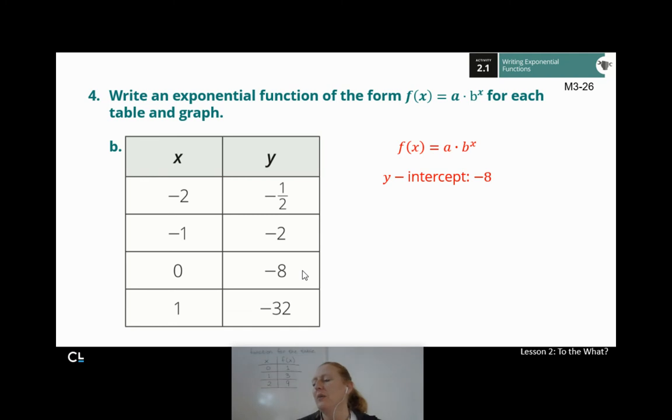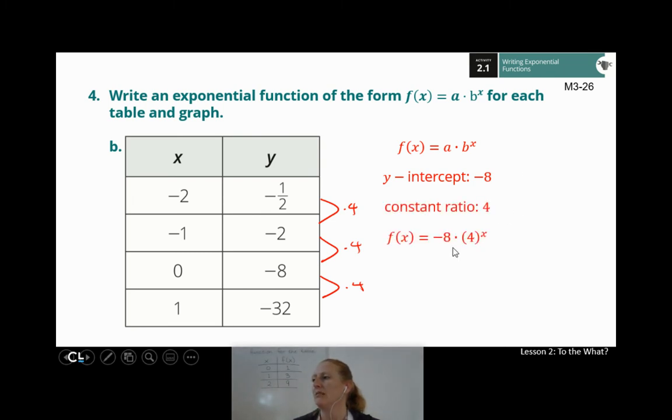And my pattern, well, I went from 1/2 to 2, -1/2 to -2 to -8 to -32. I had a little hard time here, but I realized from here to here, we're multiplying by 4. And that happened again here to here. And I realized that if I was careful, 1/2 times 4 would also give me 2. So -1/2 times 4 is, in fact, -2. So it does look like my constant ratio is 4.